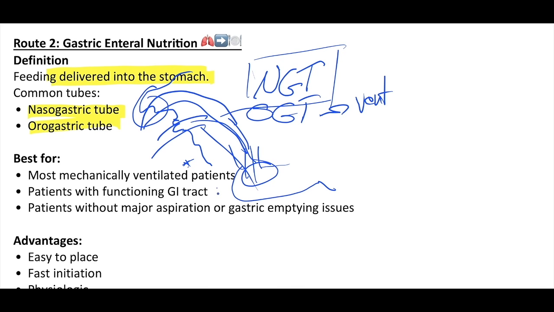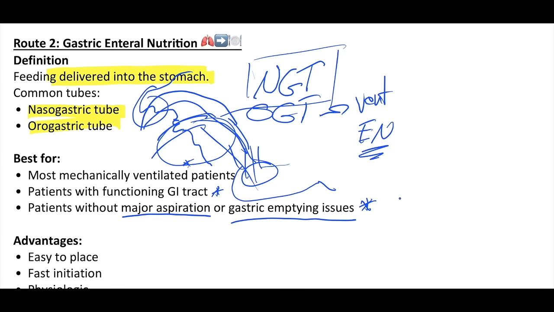Patients need to have a functioning GI tract still, right? They don't need to be able to swallow safely because you have a tube bypassing the swallow mechanism sitting right in the stomach, but you're still delivering food to the GI tract, right? This is enteral nutrition. So you need to have a functioning GI tract. And you should be cognizant that the patient is not a major aspiration risk or have gastric emptying issues.